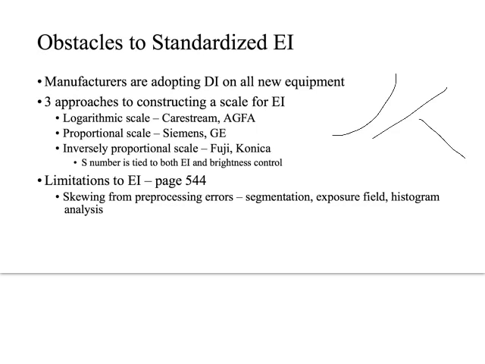So we've already talked about some of the limitations of exposure indicators, which are things like skewing from any kind of pre-processing error, segmentation error, exposure field analysis errors, or any of the many kinds of histogram analysis errors, like from a prosthesis or barium or things like that. So there are limitations hard baked into the exposure indicators that further complicate the problem of having a standardized EI or using this as a way to determine how well we're doing what we're supposed to be doing.